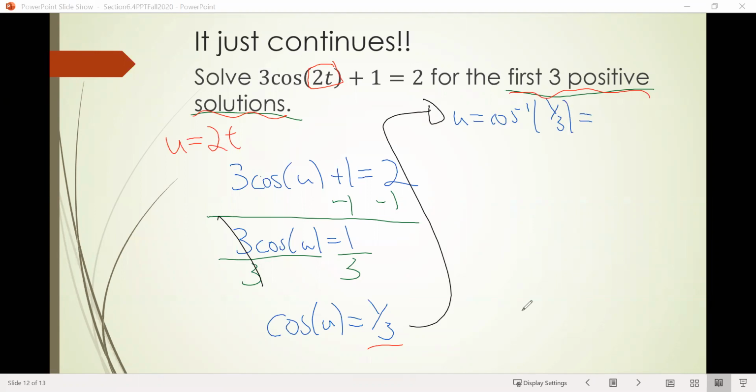When I do that, I get 1.2310. We'll again draw our little unit circle diagram. We did inverse cosine of a positive 1/3, and we know inverse cosine gives us answers in the first and second quadrant. Since this is positive, we're getting an answer in the first quadrant, so 1.2310 is there.